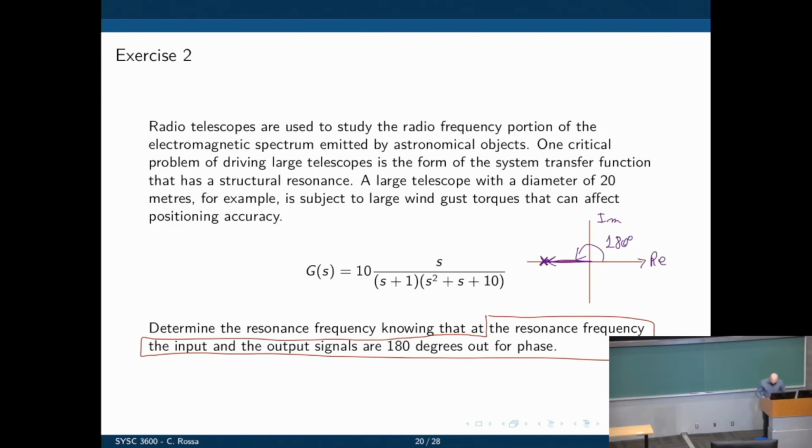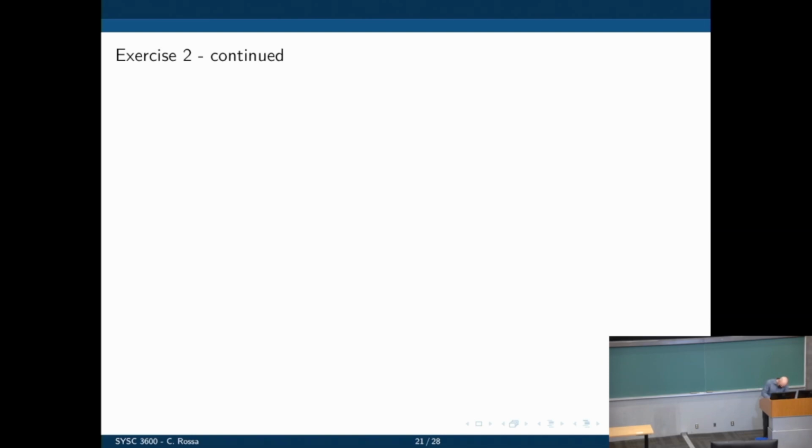What is the transfer function again? Let's look at my notes here. So G of s is 10s divided by (s plus 1)(s squared plus s plus 10).